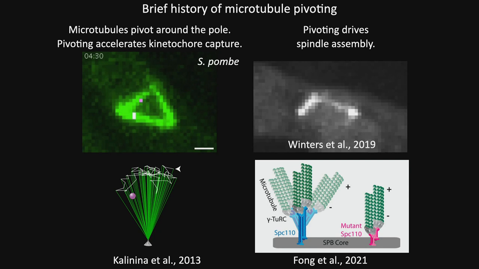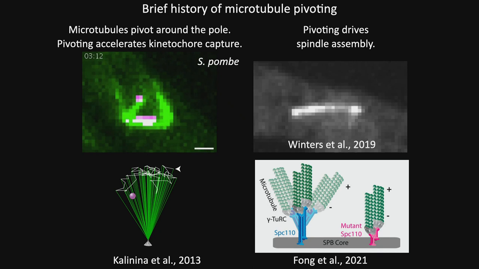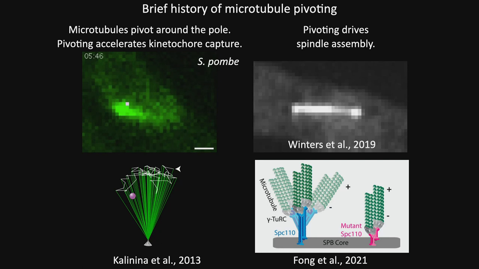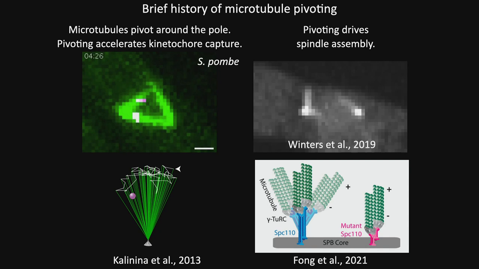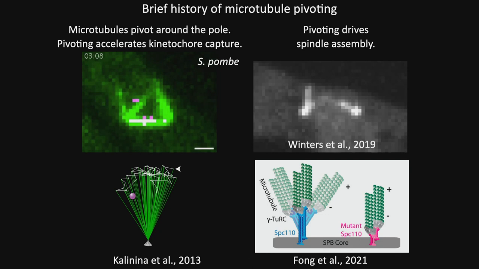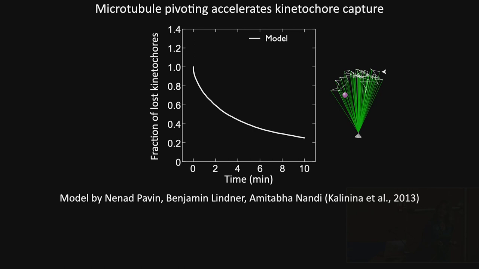And others have done a lot of genetic work on these systems to show which proteins are responsible for this special link between the microtubule and the spindle pole, so that this link is strong enough to hold the microtubule there, but it's allowing for this rotational or lateral movement. And we made the model. So this is the model developed by Nenad Pavin. It's a very simple model.